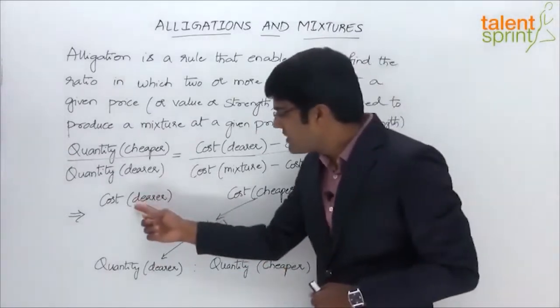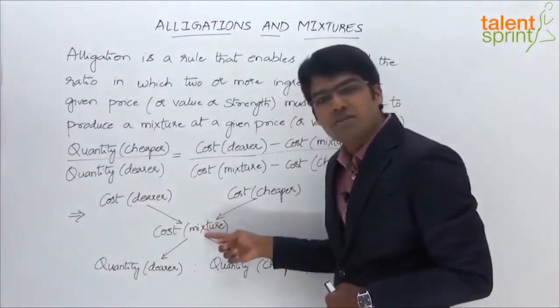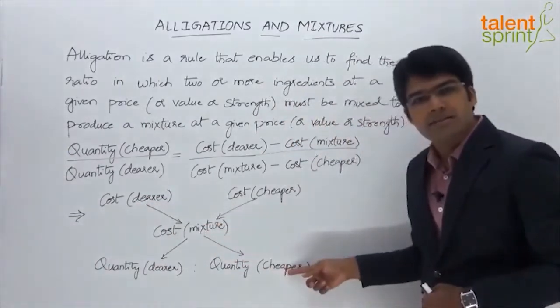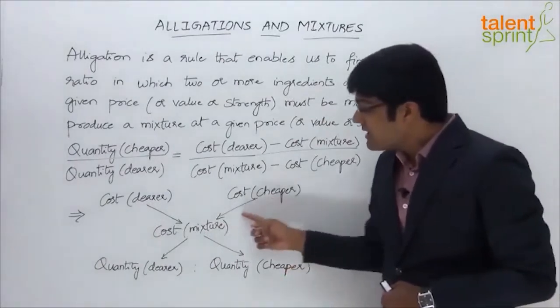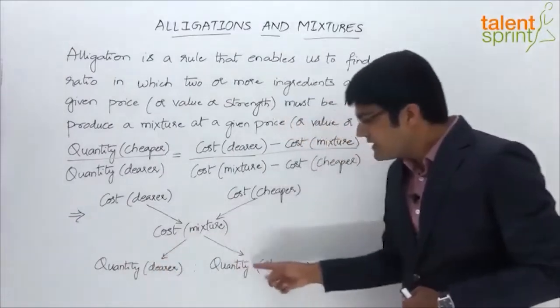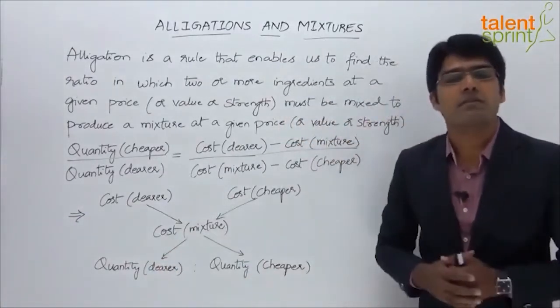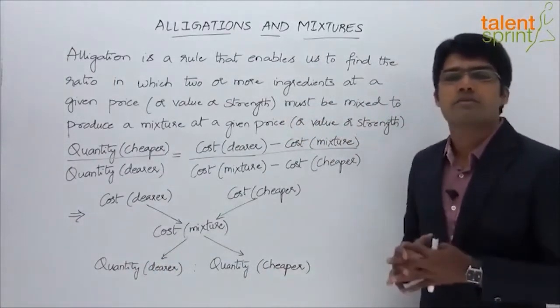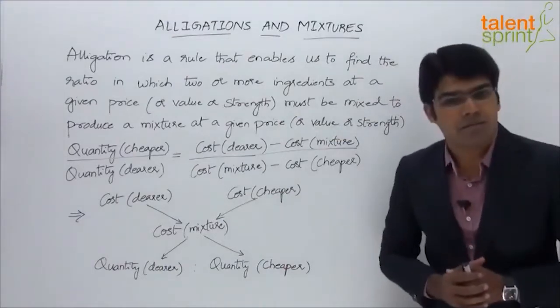Right? That is, the cost of the dearer minus the cost of the mixture should be taken on this side, and the cost of the mixture minus the cost of the cheaper should be taken on the other side. The ratio of these two is nothing but the ratio in which the two quantities have to be mixed together to obtain the given mixture.